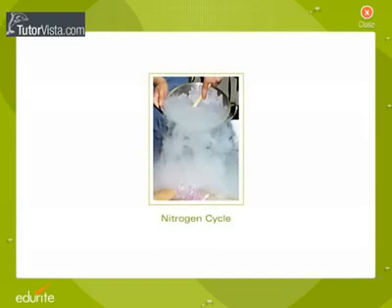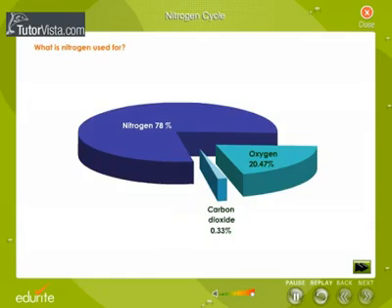Nitrogen cycle. What is nitrogen used for?